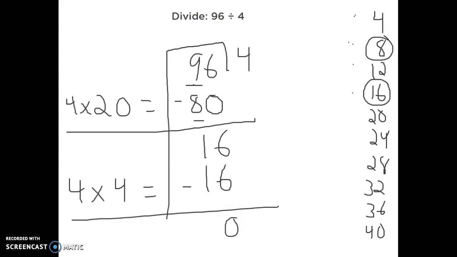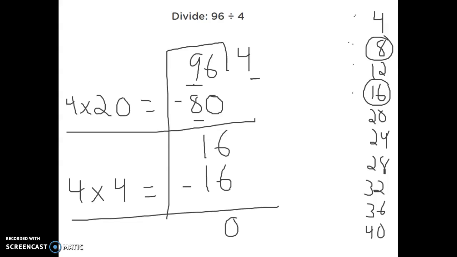When we do this method, we don't stop finding groups and subtracting until we get less than our divisor, which is 4. If I still have more than 4 here, then I'm going to keep finding groups of 4 and subtracting. So since I got a 0, I know that I'm done.